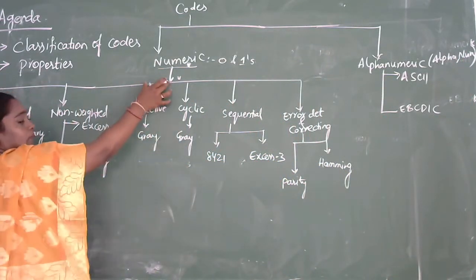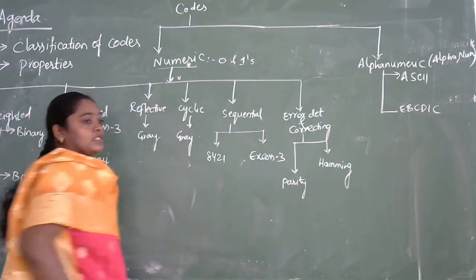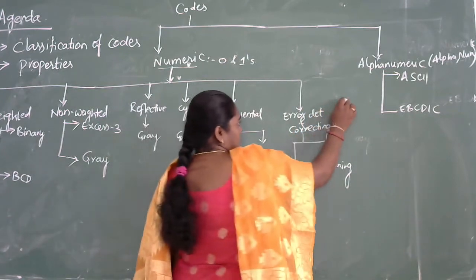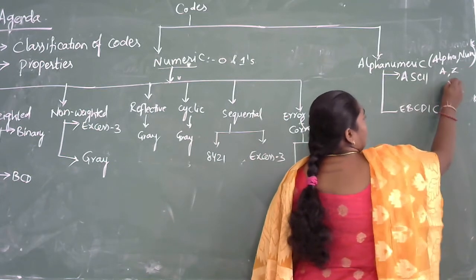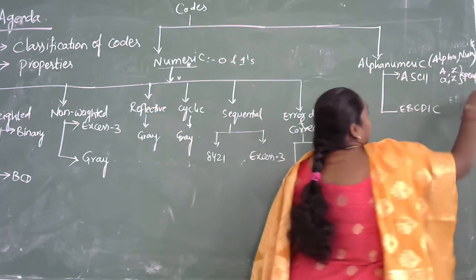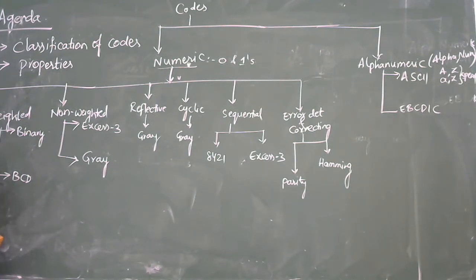In case of numeric codes, we are able to represent the complete given number only in the form of zeros and ones. Whereas in case of alphanumeric codes, along with the numbers, we can represent alphabets of capital letters A to Z as well as lowercase letters a to z with some special characters. Coming to the numeric codes, these are classified into different categories. The first one is weighted code.